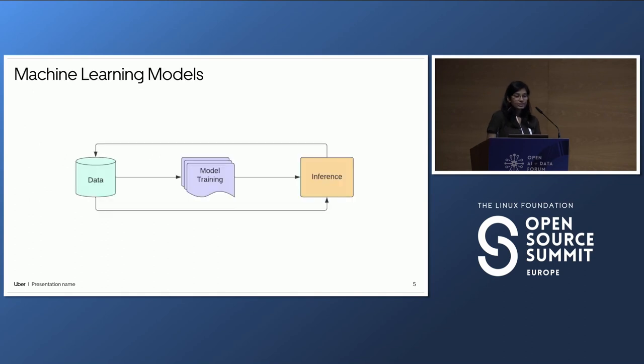So this is a machine learning model. This is basically a very high level overview. We have data, we have a model. We use that data to train the model, and then we serve predictions from this model. And once we serve, whatever data we get in return goes back into the loop, and then models get retrained with the new data.